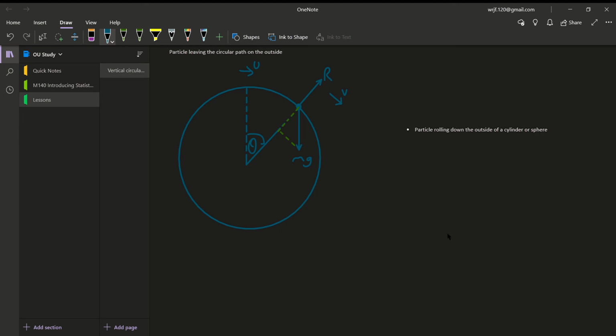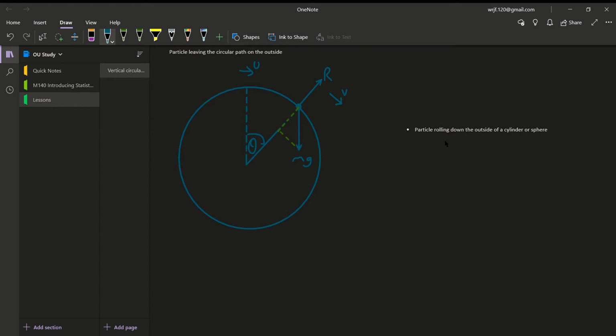In this last video on vertical circular motion, I want to look at the case where the particle can leave the vertical circular path, but it can leave it now from the outside rather than, as in the previous video, leaving it on the inside. So the situation here might be something like a particle rolling down the outside of some kind of ball, sphere, cylinder, something like that.